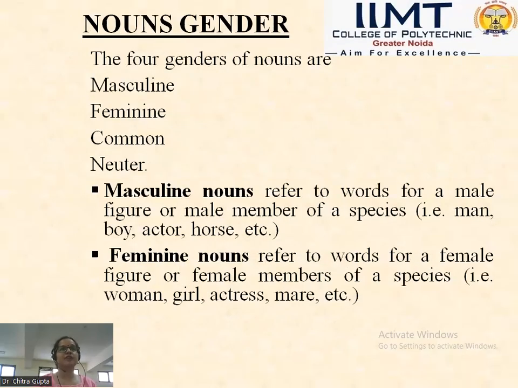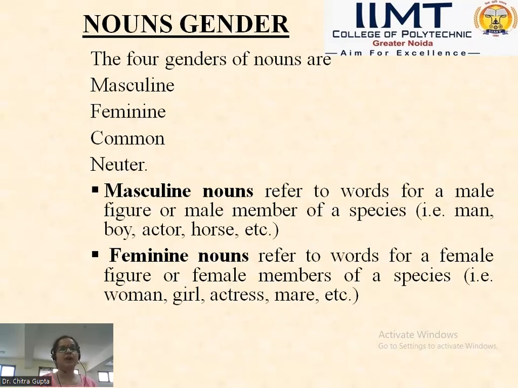Now we move forward to the nouns gender. There are basically four genders of nouns, which are as mentioned. The first one is masculine gender, the second one is feminine gender, the third one is common gender, and the last one is neutral gender.